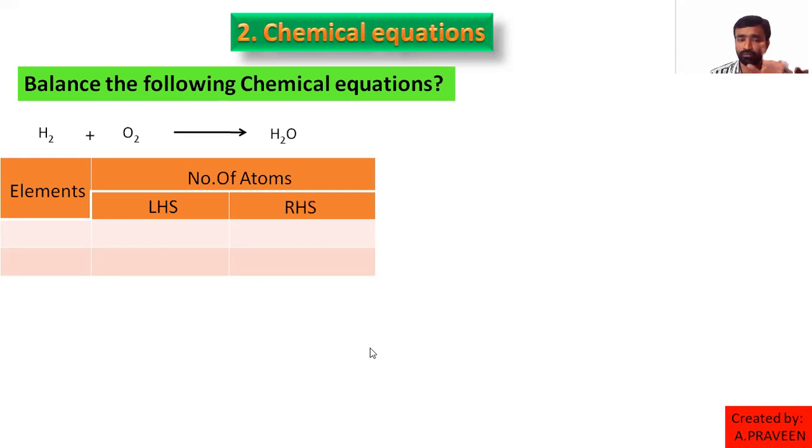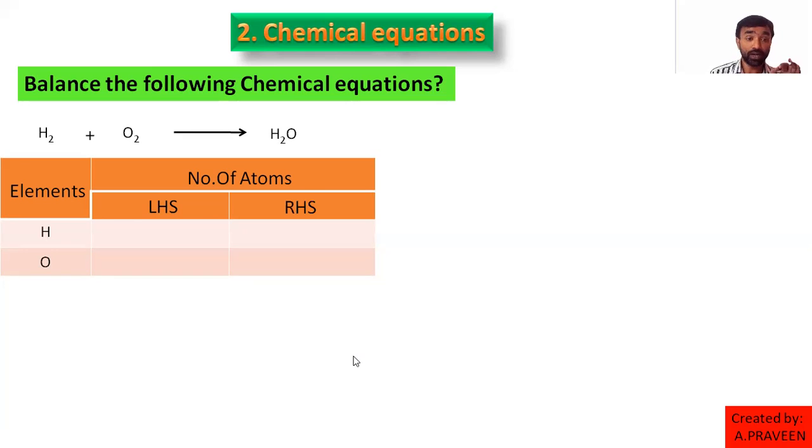Under the heading in the table, columns, correct? For the elements, individually, I am depending only on the reactants, on the left side. Here, individual atoms, hydrogen and oxygen, only 2 atoms are there, right? Then on the RHS side, same, only 2 atoms in H2O, hydrogen and oxygen. So don't go for the RHS side.